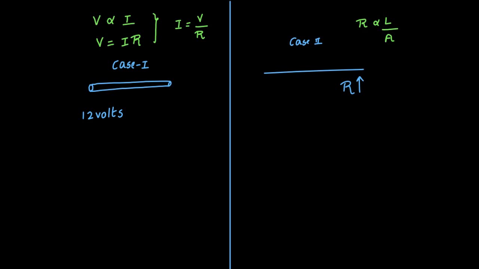Because the resistance has increased, the current actually decreases, because current, you see, is equal to V by R. Because resistance increases, current has to decrease. So you actually want to make sure that the same current is maintained. So what you do is you increase the voltage in such a way that the current remains constant.